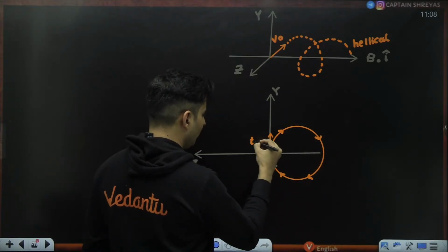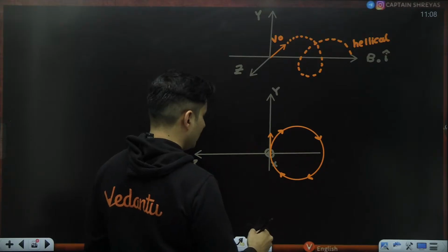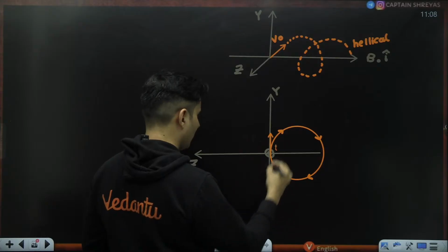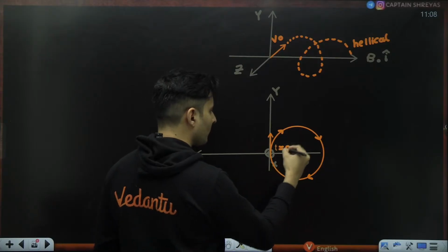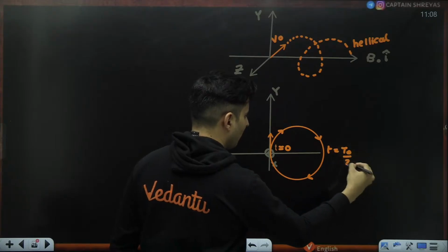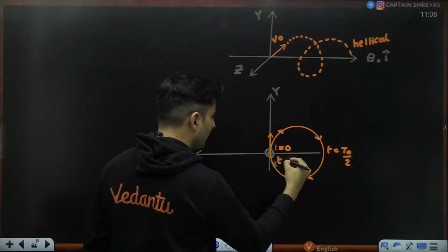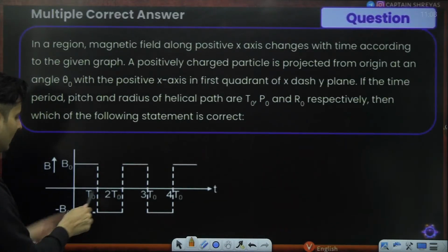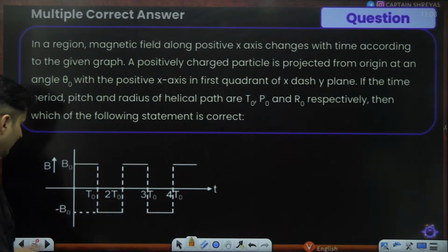It starts from t is equal to 0. It reaches here at t is equal to the complete time period by 2. And it comes back here at t is equal to t naught. Exactly at t naught, a very strange thing happens. The magnetic field has reversed in direction.